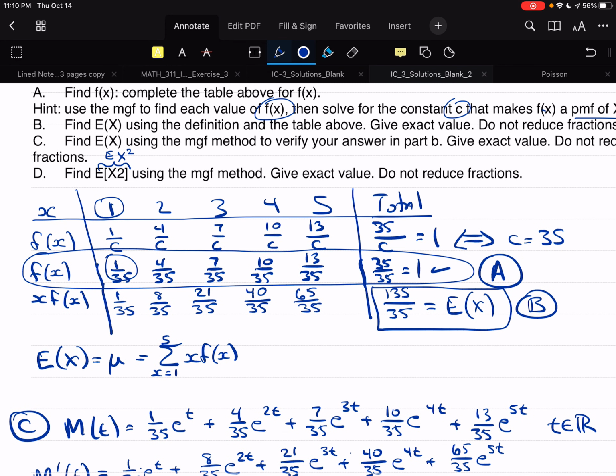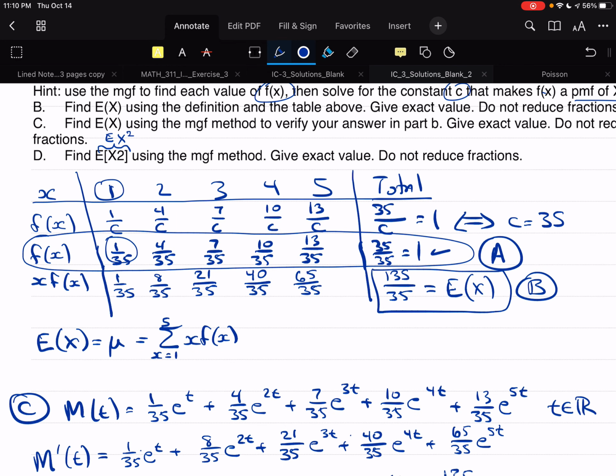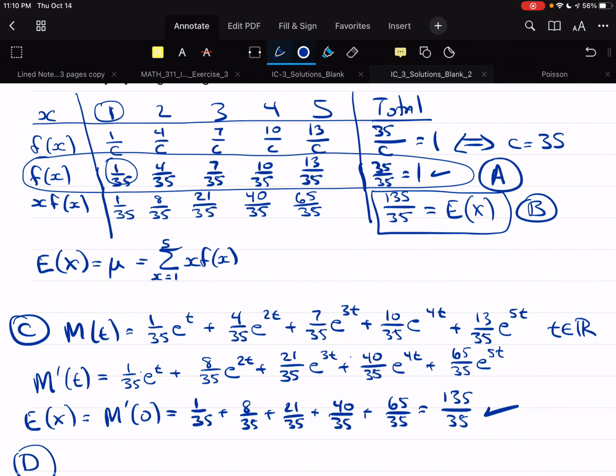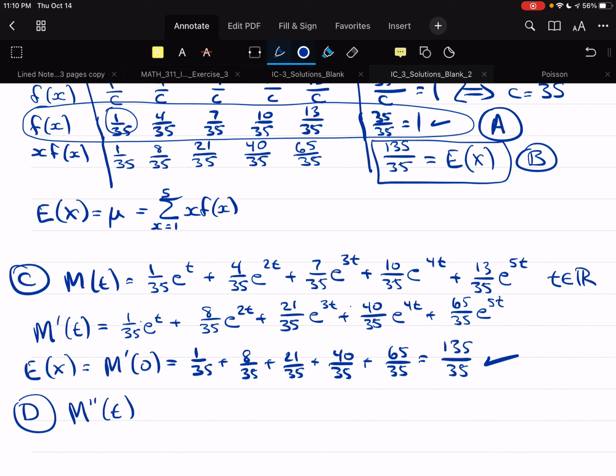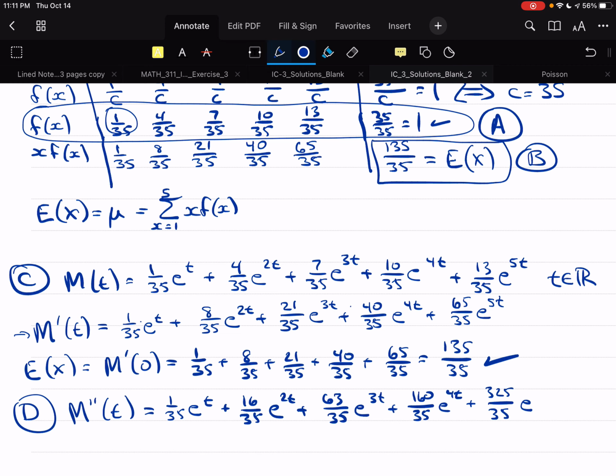Part D, I want to find E of X squared. So I say use the MGF method. So I need M double prime of t. So obviously I cannot take the derivative of these, they're all constants. So I have to come back to the first derivative and take the next derivative. I get 1 over 35 e to the t, 2 times 8 is 16 over 35 e to the 2t plus 3 times 21 is 63 over 35 e to the 3t plus 4 times 40 is 160 over 35 e to the 4t. 5 times 65 is 325 over 35 e to the 5t.